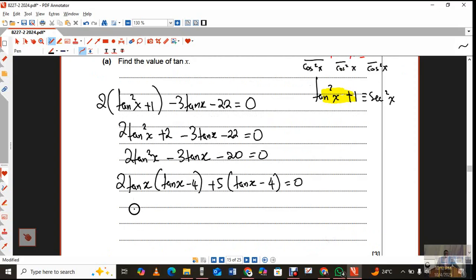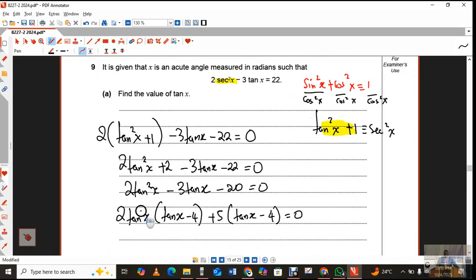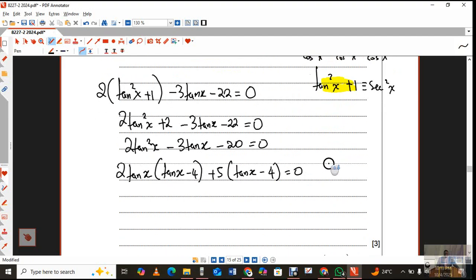Remember, the question doesn't want us to find the value of x, rather it wants us to find tan x, and they also say that x is an acute angle, and x can only be an acute angle if the ratio is positive. Whatever tan x I get, I must have a positive one. Right, so let's go on.